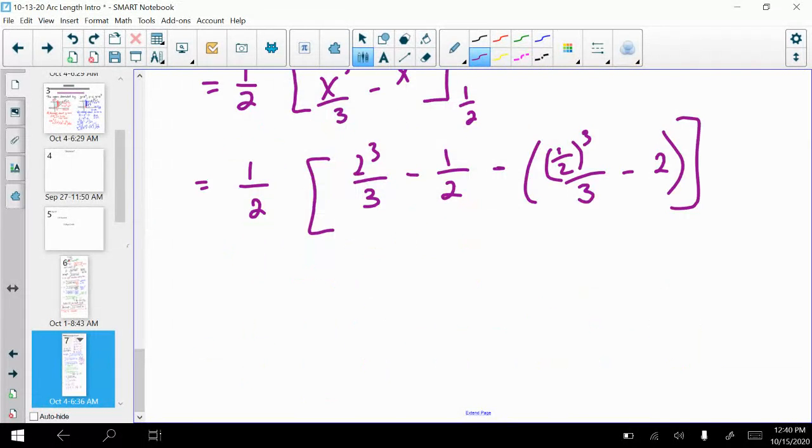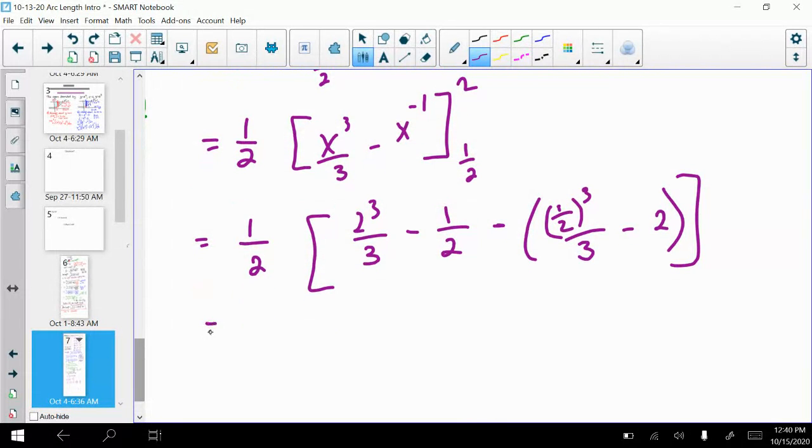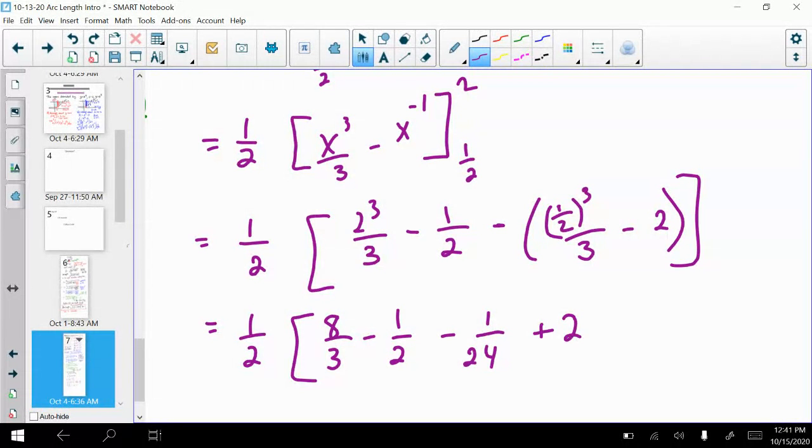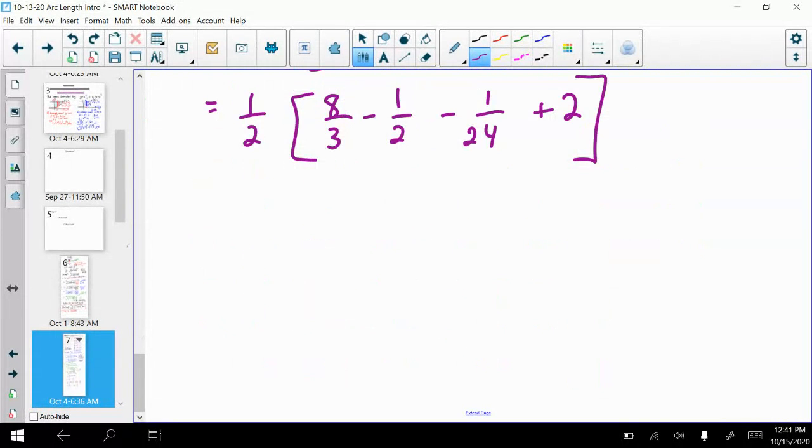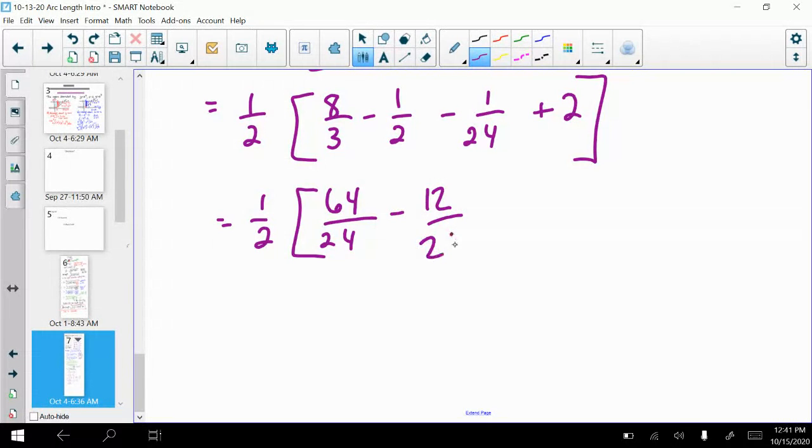And that's still terrible and gross, and I would still put that in my calculator. Let me see if I can make it look any better. 8/3 minus half. This is 1/8, and this is divided by 3, so I'm going to say that's minus 1/24, and then plus 2. All right, let's see. This is gross. We'll go to 24. 1/24 times 8, 64/24. Minus 12/24. Minus 1/24. Plus 48/24.